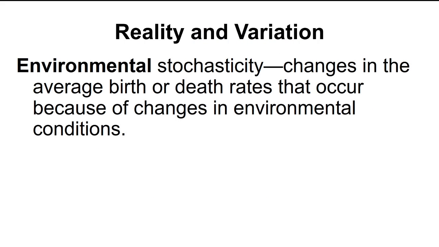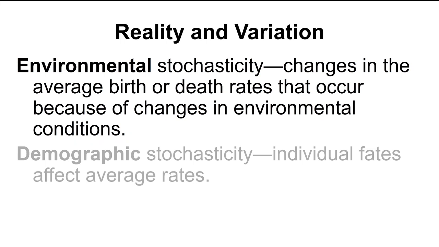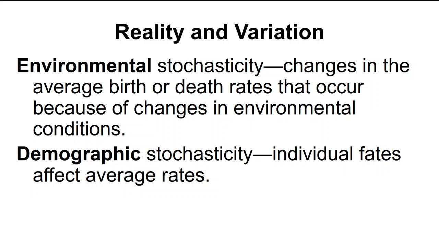We can break down stochasticity into a couple of different types in population models. We can break that down into environmental stochasticity, which essentially captures changes in the average birth rates, death rates, or other vital rates as a result of environmental conditions. Demographic stochasticity is the idea that individual fates are not the same as the average rates that they might produce, and that has important consequences for populations.